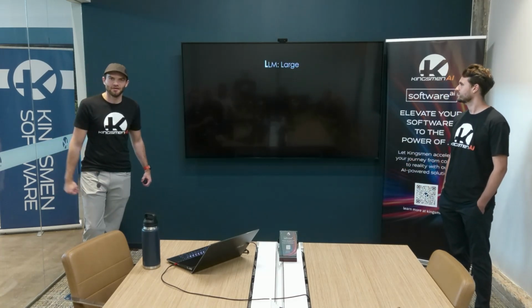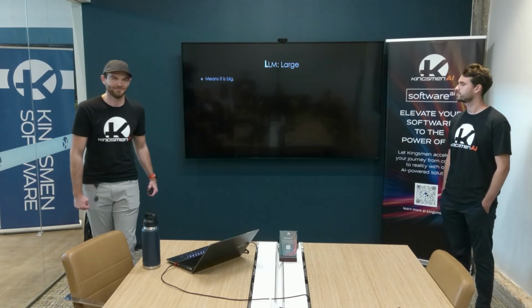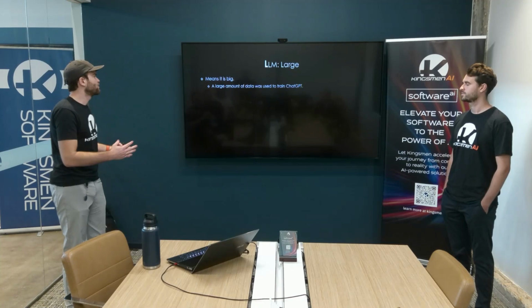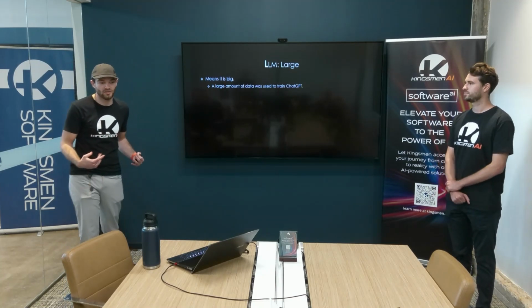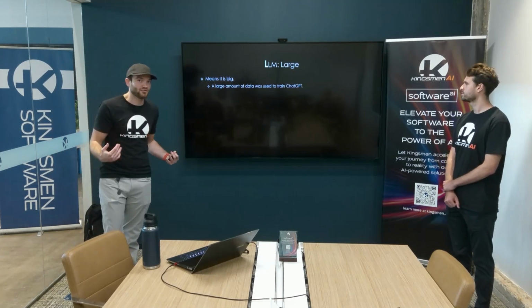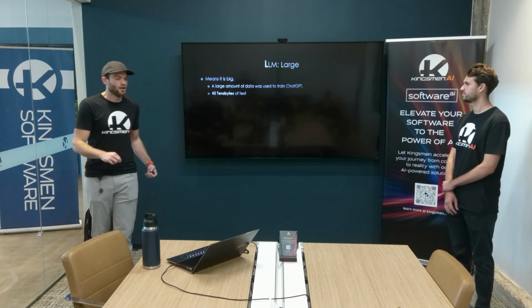So the first L in LLM stands for large. Means it's big. So what's big? It's the large amount of data that was used to train ChatGPT. So how much data are we actually talking about? Well, we're talking about 45 terabytes of text.